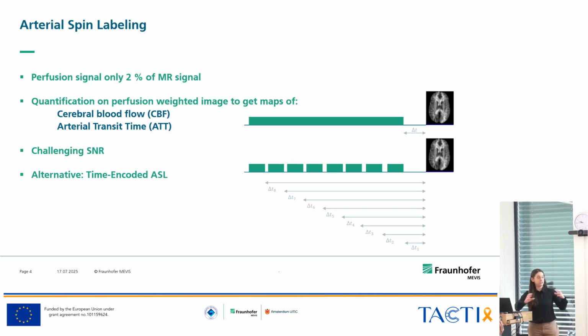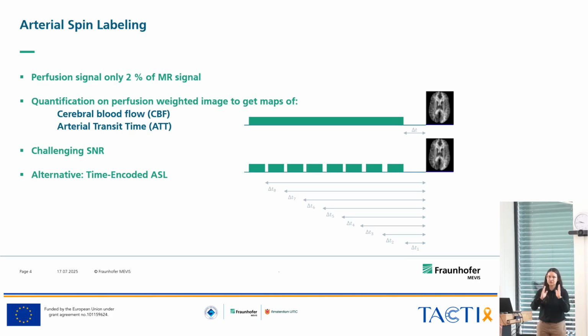Now we just acquire one image, but each of these sub-boli here, let me take the laser pointer, has an individual time until the image is acquired. So when we label here, this bolus will have traveled further into the brain than the last one. And the image we acquire in the end has information about label and control in it.